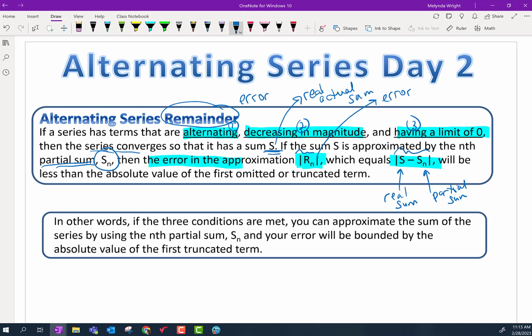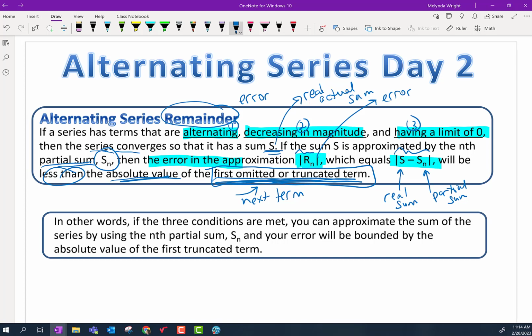And here's the beauty of this error bound. This is a very easy error bound to use, because the error will be less than the absolute value of the first omitted or truncated term. That is very powerful. The first omitted or truncated term is the next term. What do I mean by next term? If you used, say, 10 terms to approximate the series, the 11th term would be the error bound. It would be the maximum error, the first omitted or truncated term.